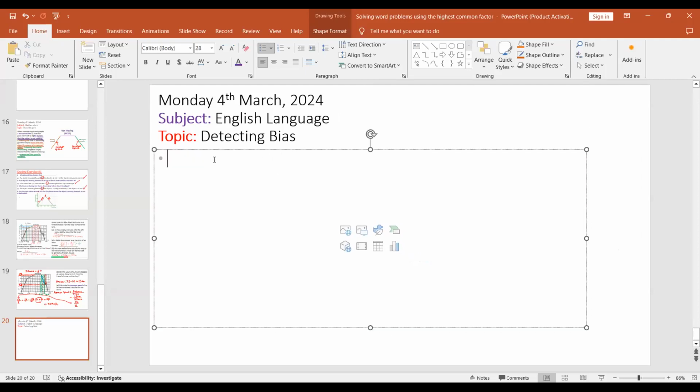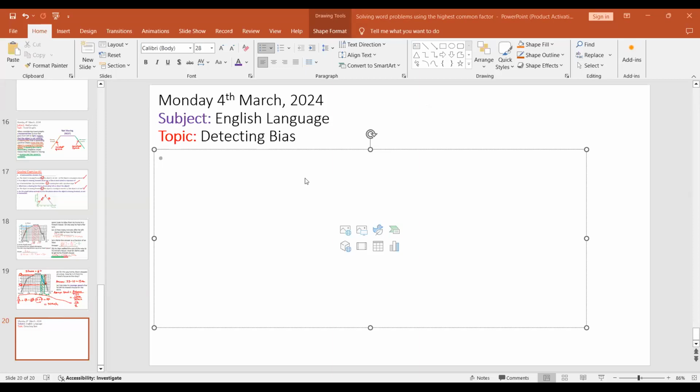Anyone else? What do we mean by bias? If something is biased, what do we mean? Prejudice. One-sided. Yeah, that's exactly what it is. So we're going to be looking at how to detect bias, recognizing unreliable information. If something is biased, that means it's not reliable. You cannot depend on it because it's not presenting the truth as it's supposed to be.